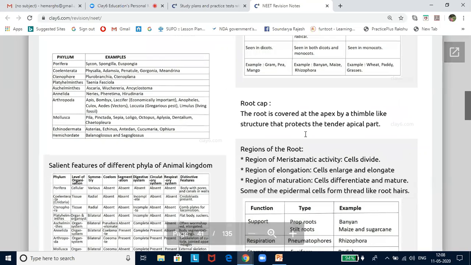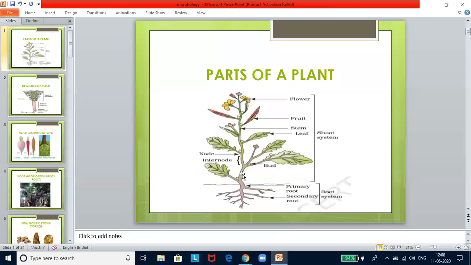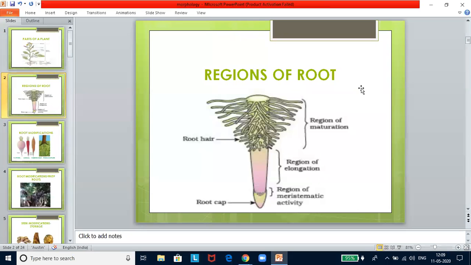Now for the structure of the root, let me explain to you with the help of a diagram. So these are the regions of the root. This is a root cap. The structure is thimble-like. It is called a root cap, and it protects the tender root apex as it penetrates deep into the soil. A few millimeters above this root cap, you find the region of meristematic activity. Here, the cells keep dividing rapidly. That means to say the cells keep on dividing indeterminately.